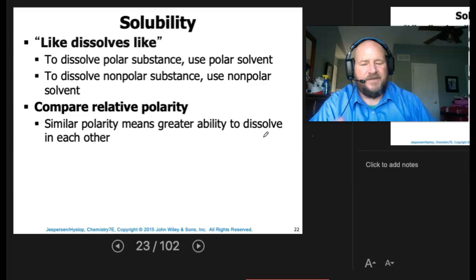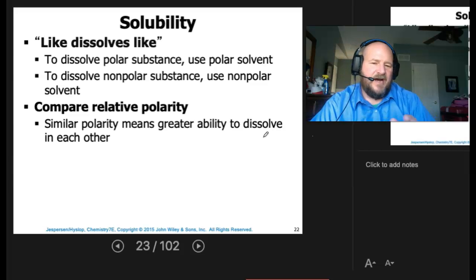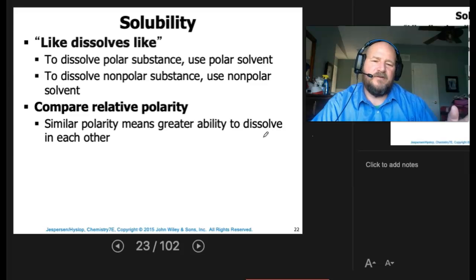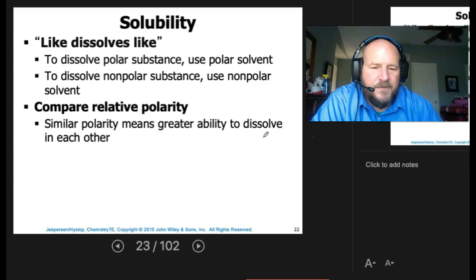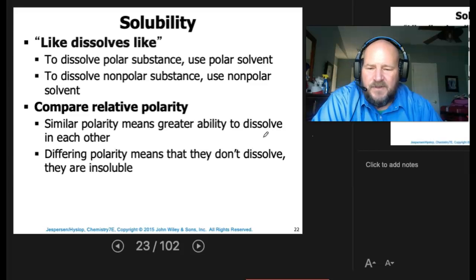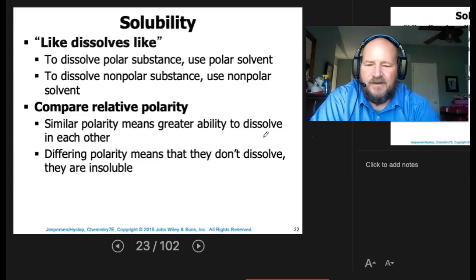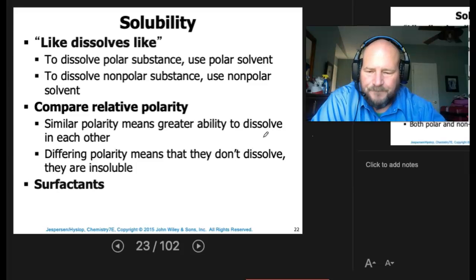And as that polarity changes, so if I start with a very polar material and start to go to a nonpolar, then you would slowly see that you're going to end up with a non-dissolvable material. So differing polarity means that they don't dissolve and they become insoluble.